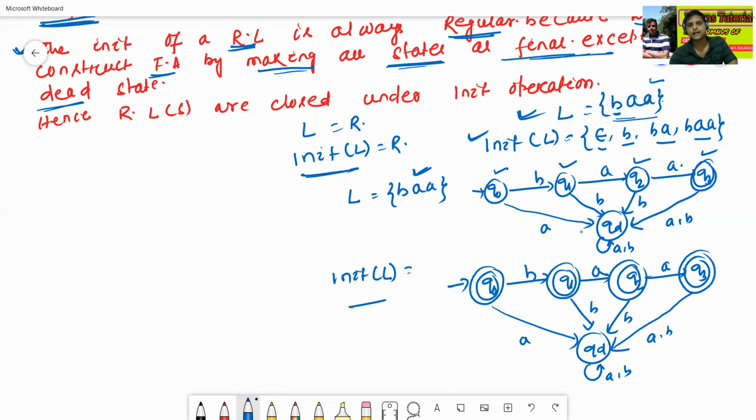This one is the init L. This one is the finite automata for the init operation. See here, init L contains epsilon, so this language also accepts epsilon. The next string is B, so this finite automata also accepts B. This finite automata also accepts BA, and also accepts BAA.